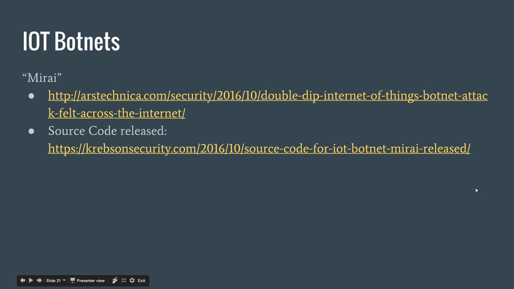On a different note, another trend worth covering is the rise of smart device botnets, or IoT botnets. And most notably and most recently is the Mirai botnet. The source code was released, and that's at the bottom link below. But an article from Ars Technica on the impact and activity of the botnet is linked above.